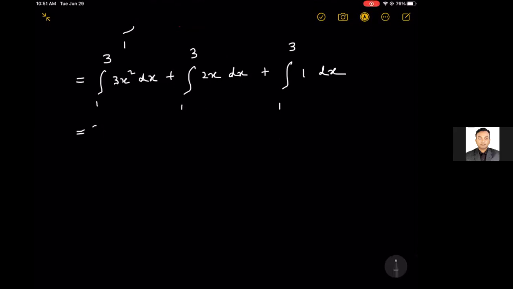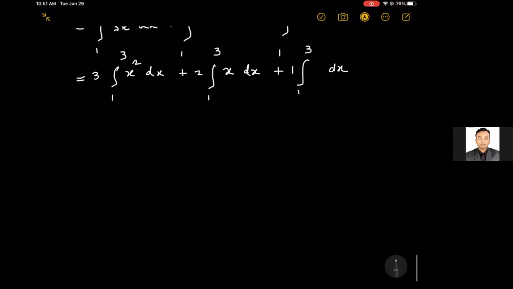What if I can write this way? Although you don't need to, but for your convenience, I'm writing it this way. I can keep the constant outside, right? We have seen this. Now what's the derivative of x squared?